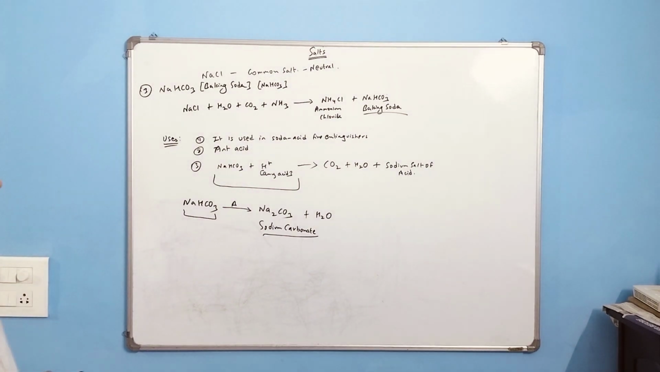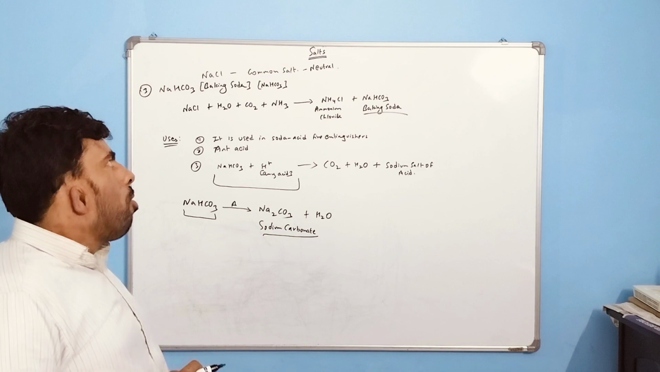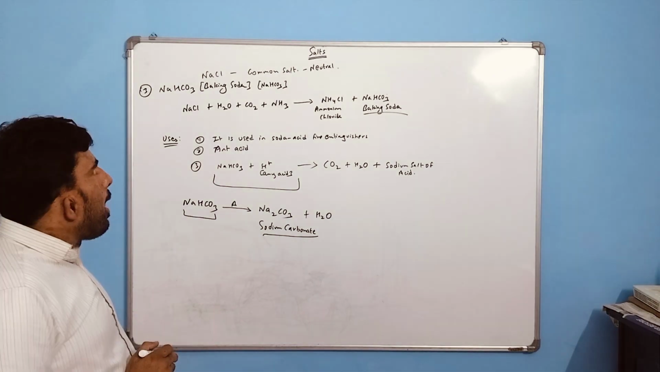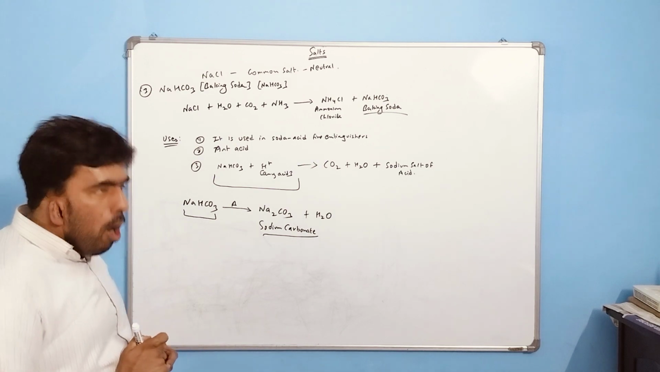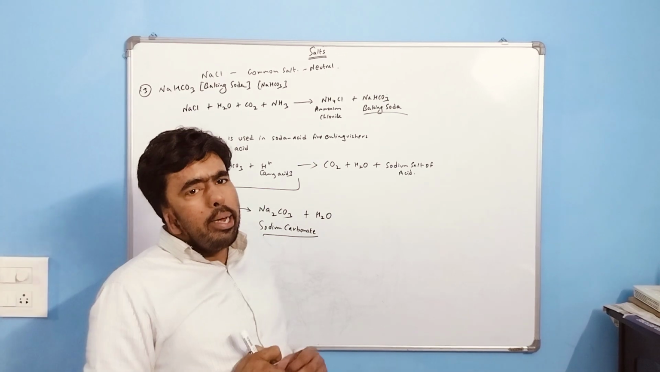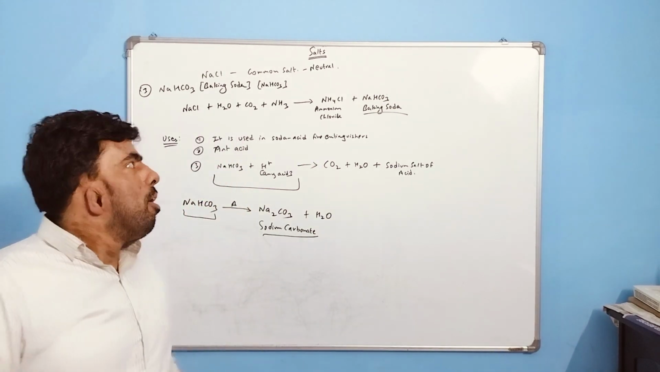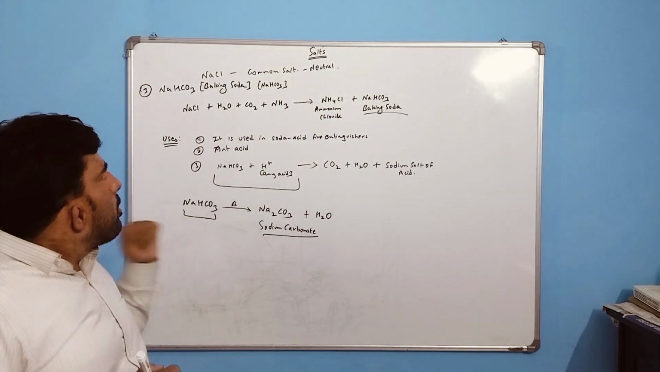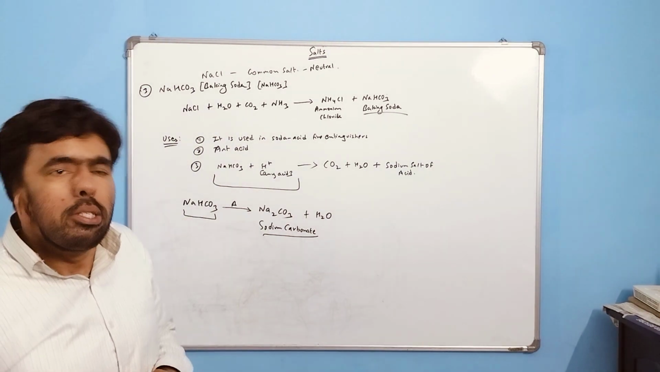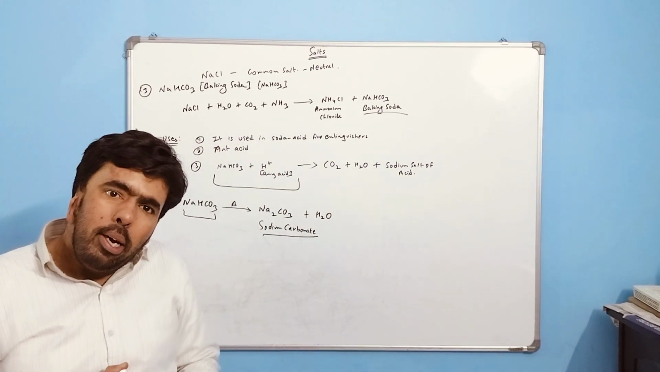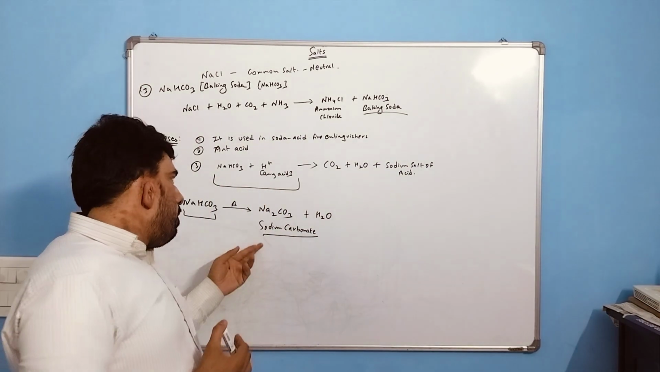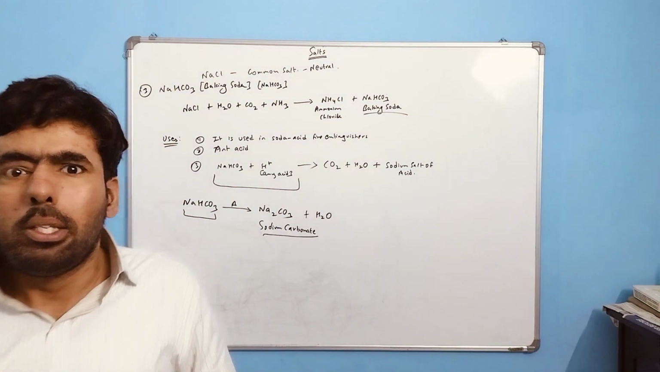Okay. So this is the third important salt which is made with the help of NaCl. So we are able to see how NaCl is an important raw material for making these important salts. Now let us move to the next salt, that is washing soda. Okay.